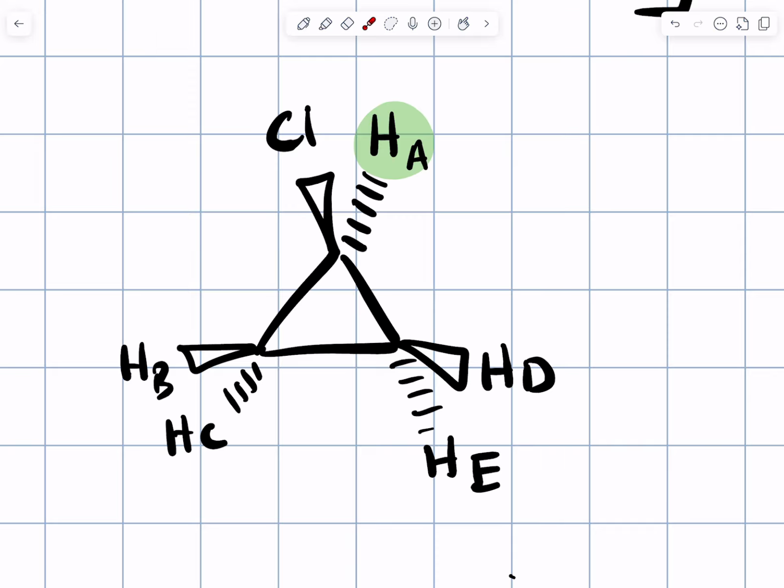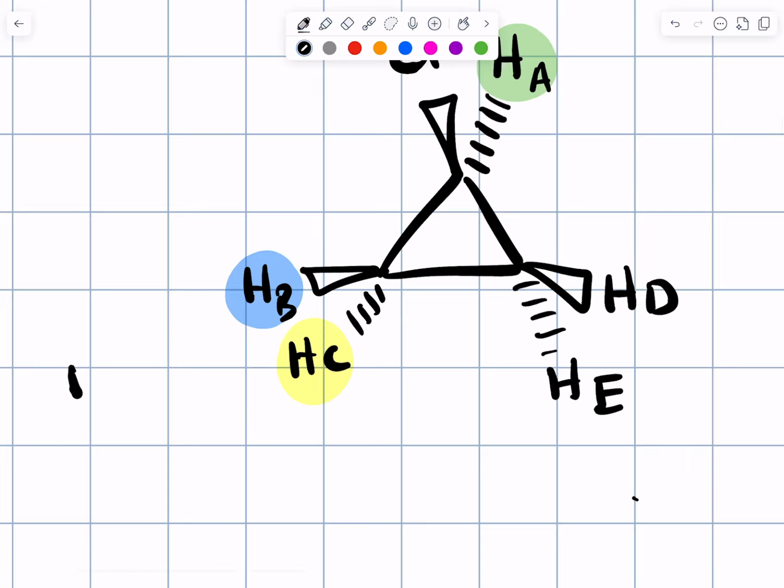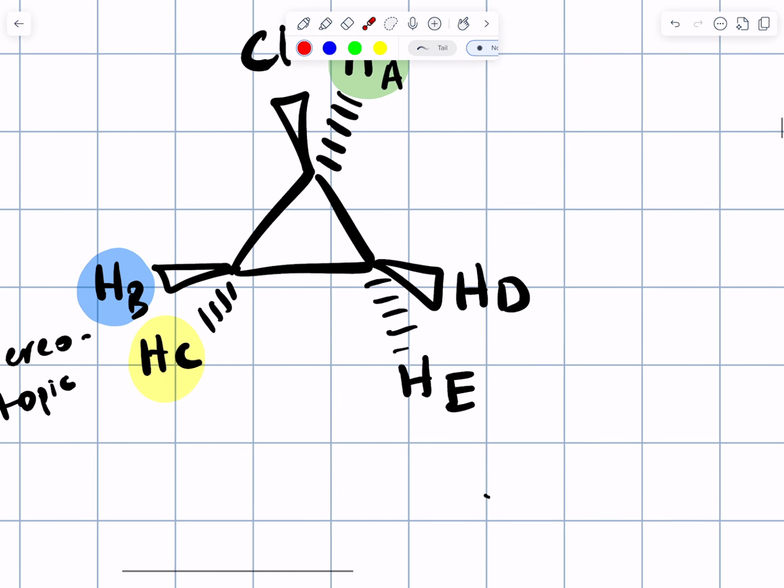What kind of different are they? Just plain different or diastereotopic? Very good, diastereotopic. And in general, in cycloalkanes, if it's a cis-trans issue, they're diastereotopic. Good. So HB and HC are different, and they are diastereotopic. What about HB and HD? Are they the same or different?